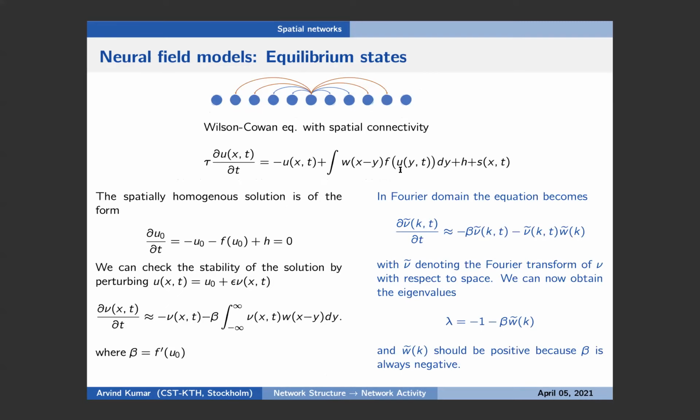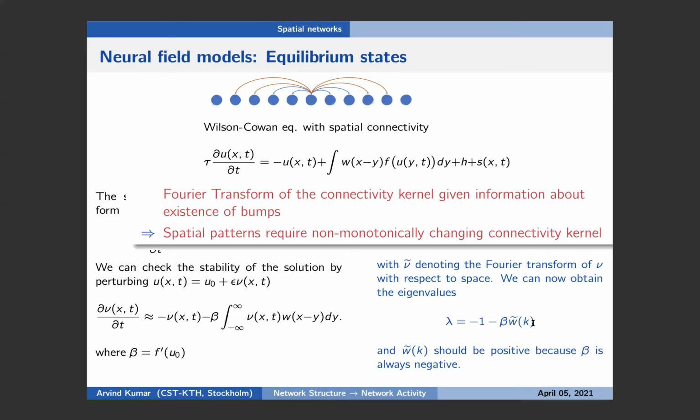And this simple perturbation experiment gives a very nice insight, because it turns out it's easier to solve these equations in the Fourier domain. And in the Fourier domain, whether this network is going to be stable or unstable to the perturbation really depends on the eigenvalues, and those eigenvalues depend on the Fourier transform of the connectivity kernel. So the summary statement of this analysis is that we need to know the Fourier transform of the connectivity kernel. And if we are interested in spatial patterns in the network, then the connectivity kernel should be non-monotonic.